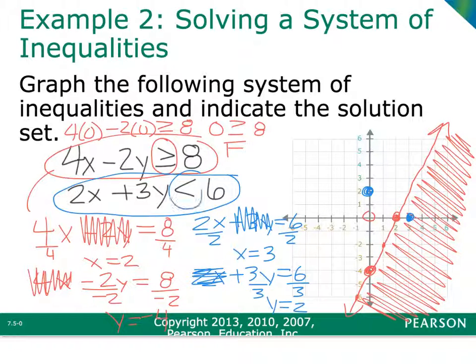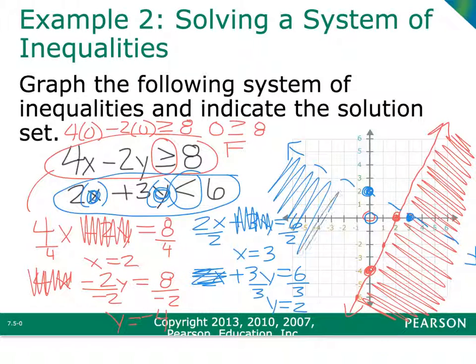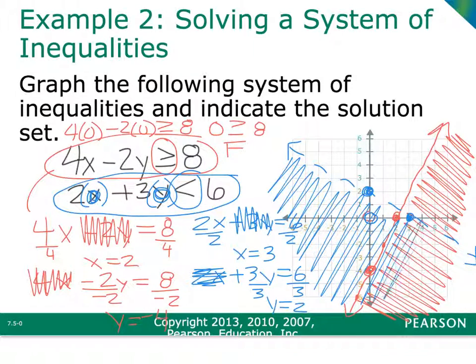Since the inequality does not have a line underneath, I will have to connect the dots with a dashed line. And then I'm going to try my test point method. Again, I'm going to test the point 0, 0. If I substitute that in, 2 times 0 plus 3 times 0, is that smaller than 6? Well, that's 0, and 0 is smaller than 6. So I would shade to the side that the test point is on.